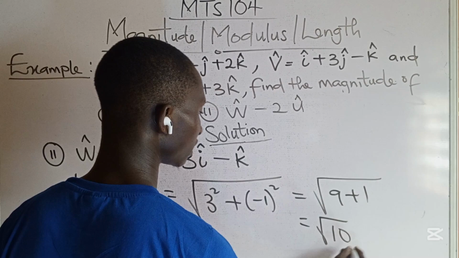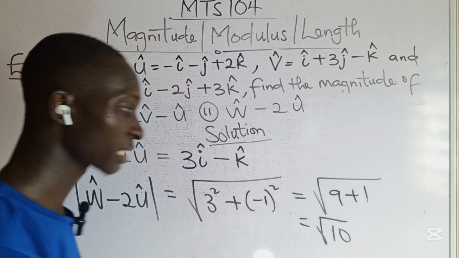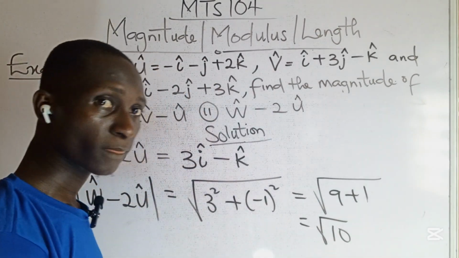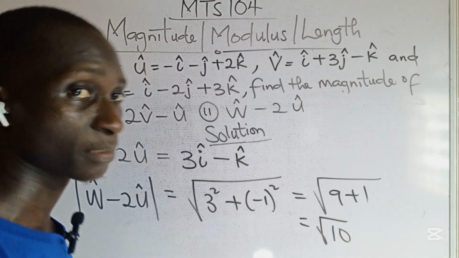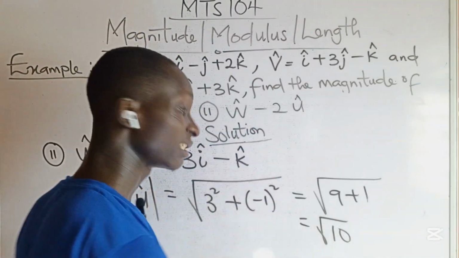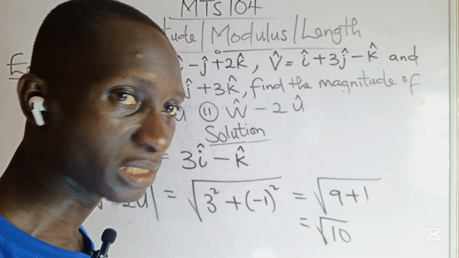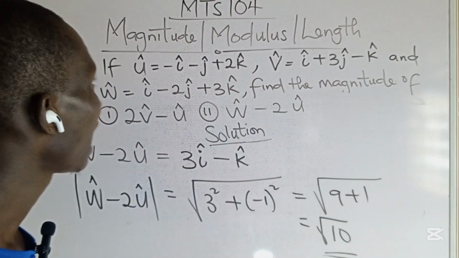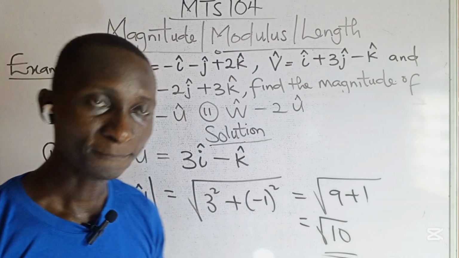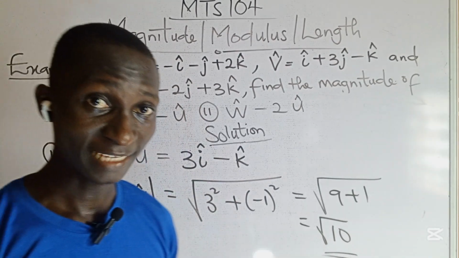So since this cannot be expressed as a product of two numbers in which one of them is a perfect square, that means that this is called a basic surd, a surd that cannot be simplified. So this is also your answer. I think you've understood how we calculate the length, the modulus, and magnitude of a vector, right?